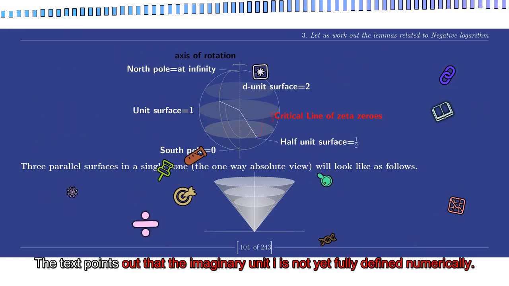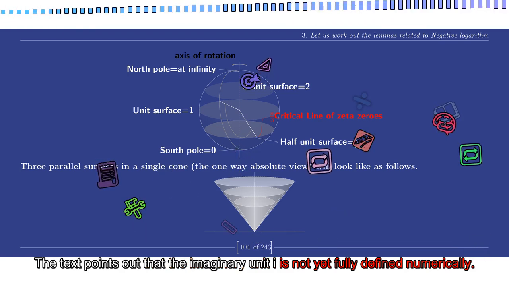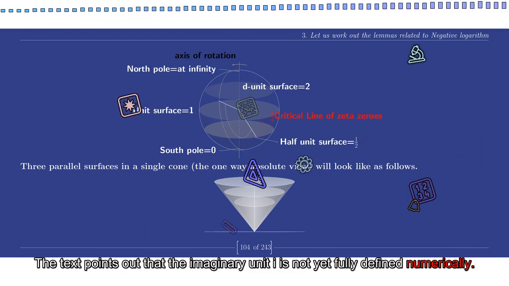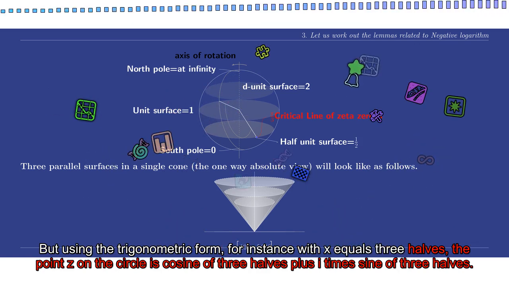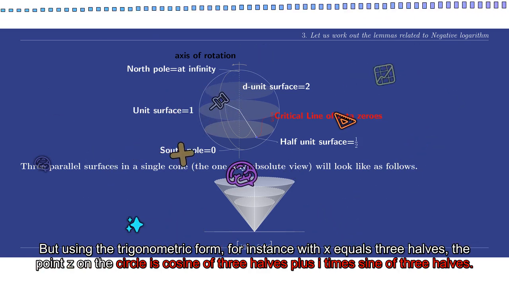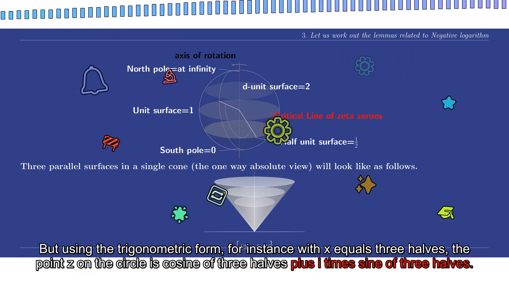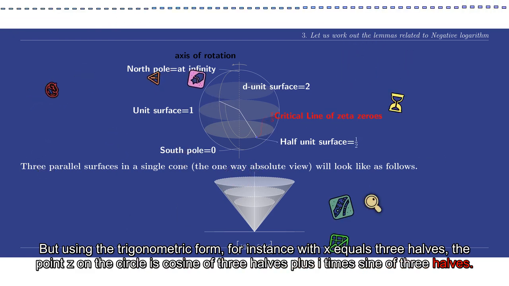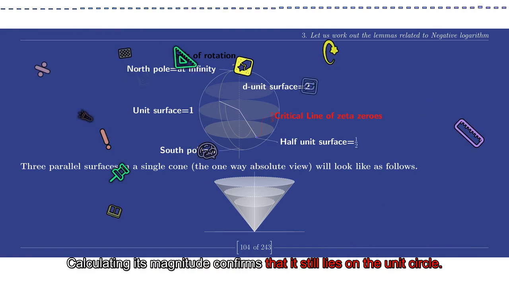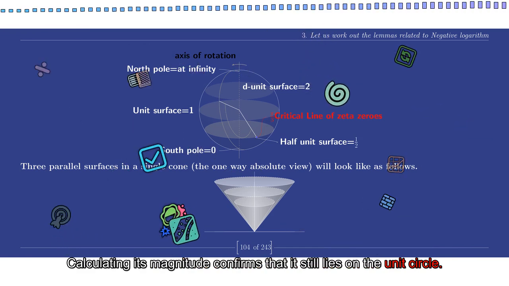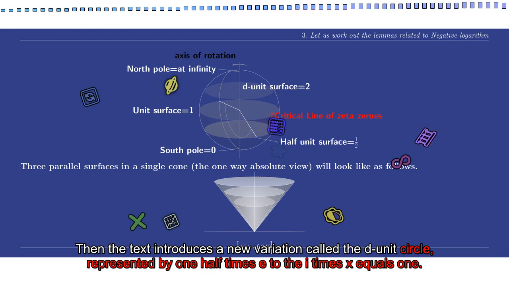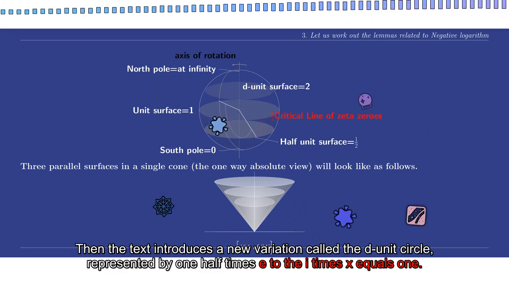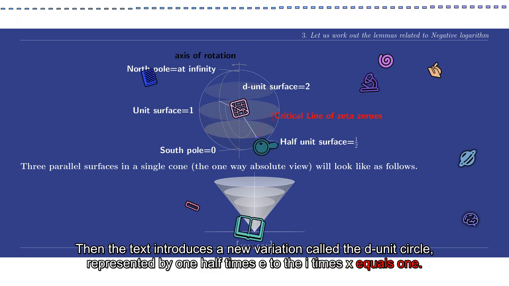The text points out that the imaginary unit I is not yet fully defined numerically, but using the trigonometric form, for instance with x equals 3 halves, the point z on the circle is cosine of 3 halves plus I times sine of 3 halves. Calculating its magnitude confirms that it still lies on the unit circle. Then the text introduces a new variation called the d-unit circle, represented by 1/2 times e to the I times x equals 1.